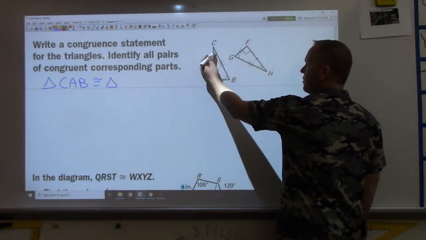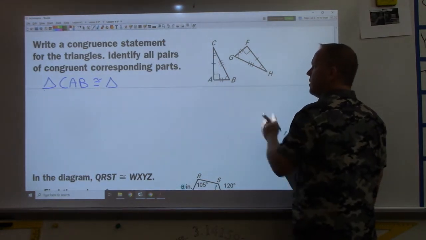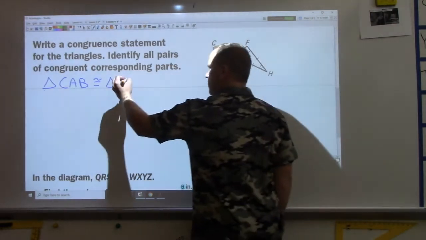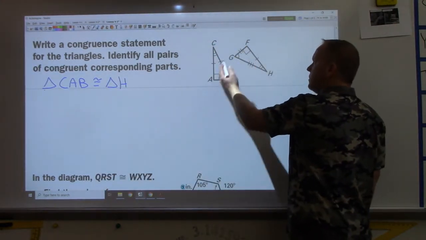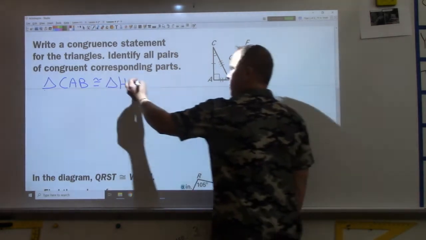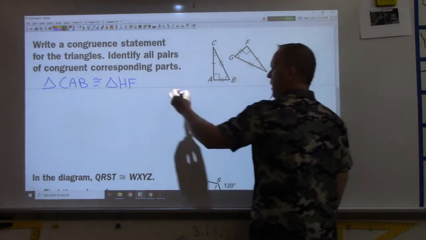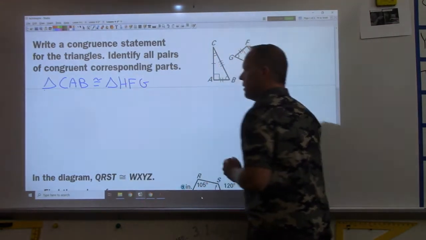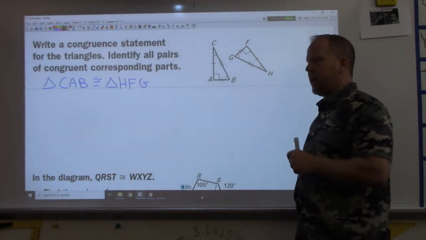C here, see it has the 2 arcs in here? What angle has 2 arcs in the other triangle? That's angle H. So C corresponds to H. So H, angle A is the right angle, angle F is the right angle. So A corresponds to F. And lastly, of course, B then has to correspond to angle G. Triangle CAB is congruent to triangle HFG.